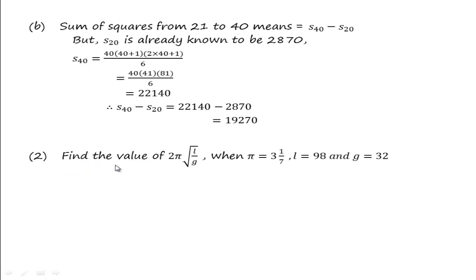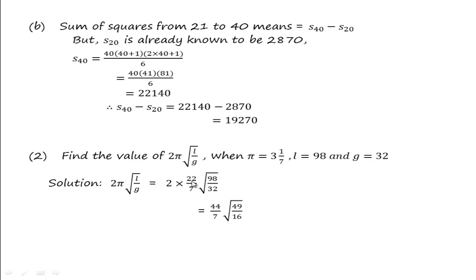Example 2. Find the value of 2 pi root L divided by G, when pi is equal to 22/7, L equals 98, and G equals 32. Let's move on. Now the solution. Substitute whatever these letters are in this place. What is pi? 22/7. What is L? 98, which is 98 here, and what is G is 32. Now you can do your simplification.